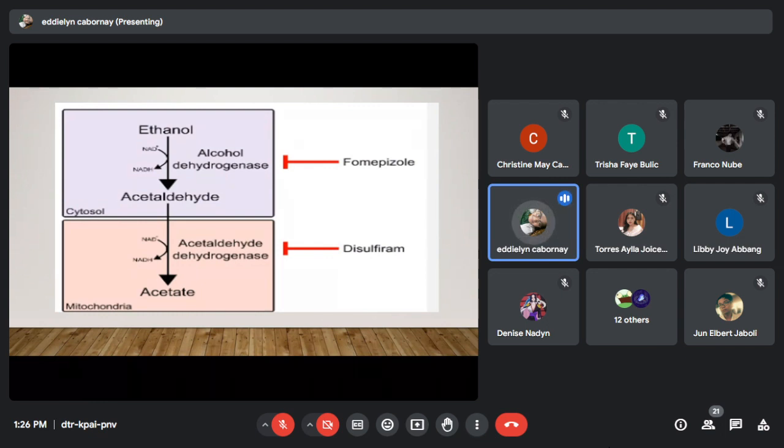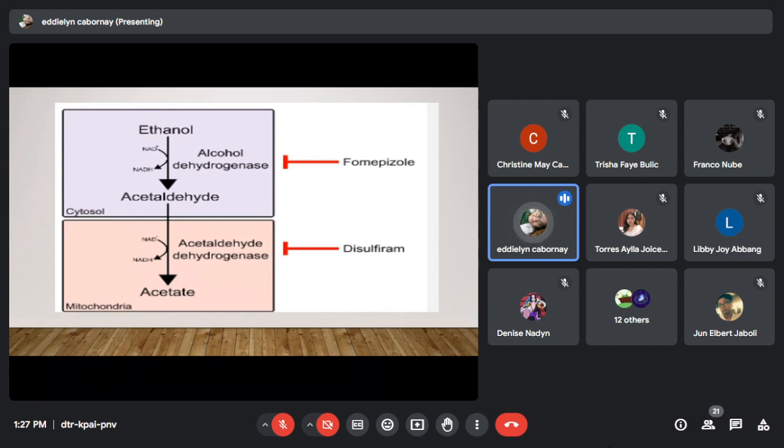So fomepizole is primarily used in the treatment of acute methanol or ethylene glycol poisoning. So these are for those who took too much, or accidentally took in, methanol or ethylene glycol. So for that, fomepizole is given to prevent that poisoning.